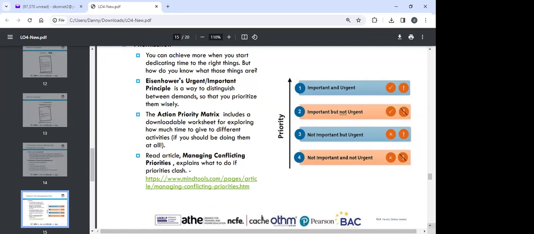Okay. And then read an article on managing conflicting priorities, which explains what to do if priorities clash. You can get this on Mind Tools. Okay. I'll copy this as well. Mind Tools. Let me see if I can get this. Okay. I'll get this later.